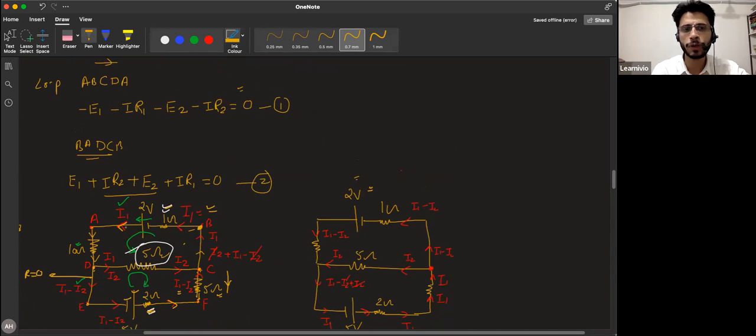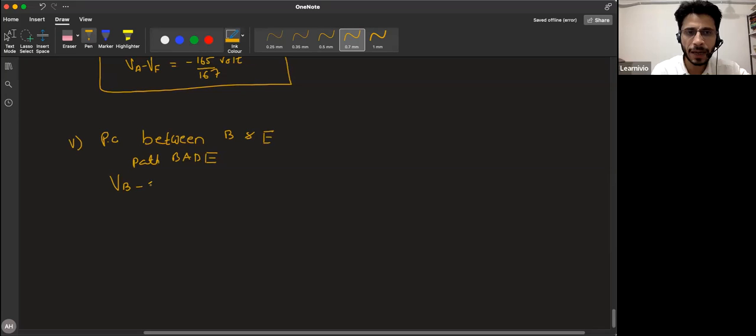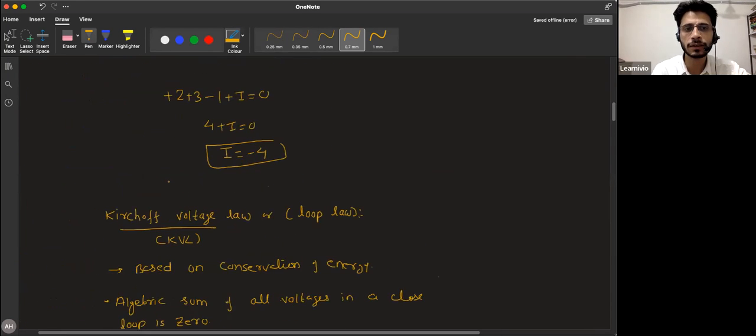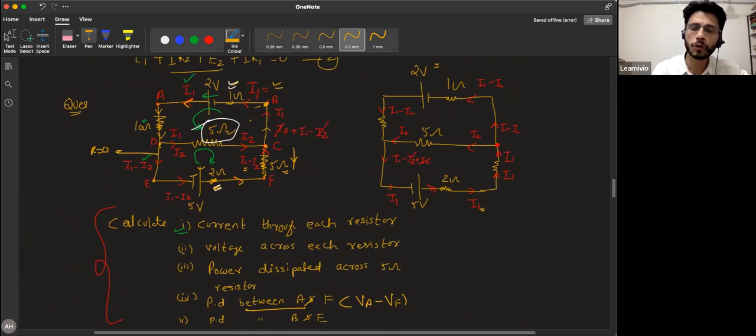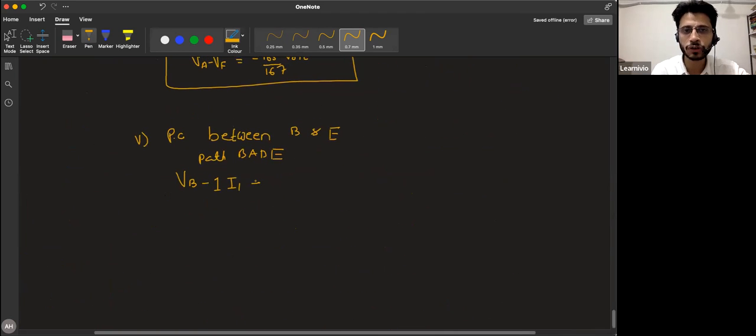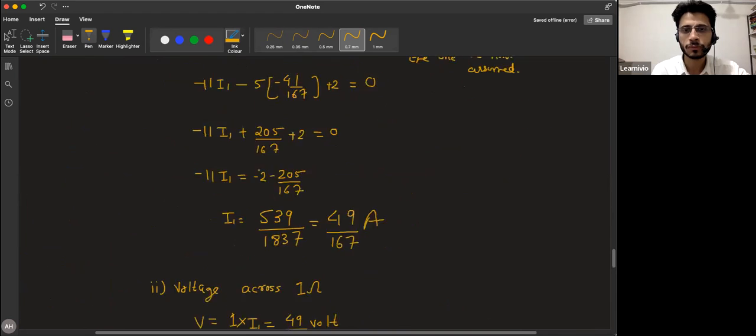BAD. When you go from B to A, you have this resistor 1 ohm. You're going in the direction of current, so voltage drop will be negative. So you will have VB minus 1 into I1. Then if you look at this cell, you're going from lower to higher terminal. When you go from low to high, it's rise. So it's +2. Sir, can you say how you got 1 into I1 again?